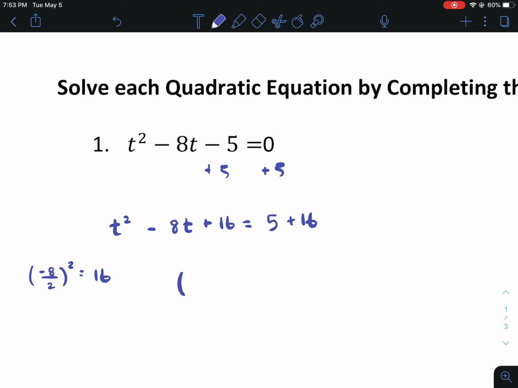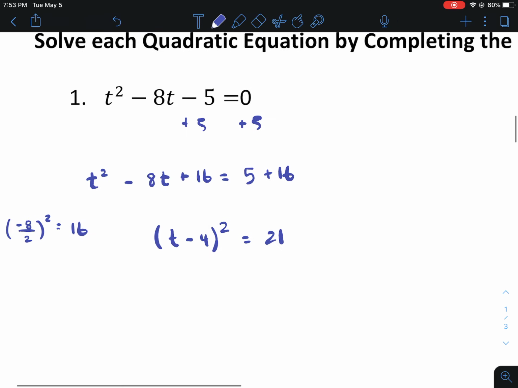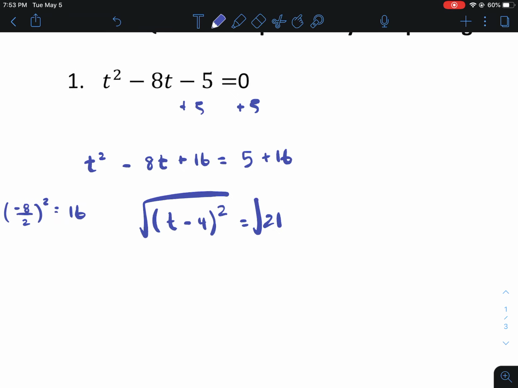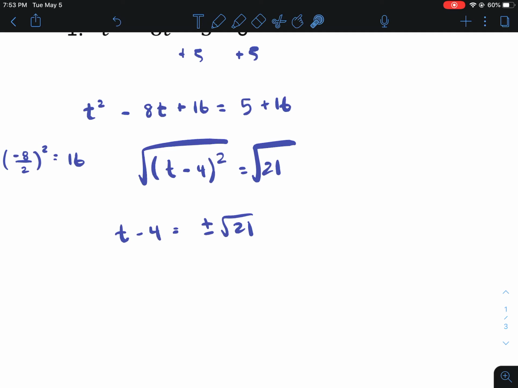This is now a perfect square. t minus 4 squared equals 21. So I'm going to take the square root. t minus 4 equals plus or minus the square root of 21. Okay, now if I could, I would, but there are no perfect squares we could pull out, so this is actually just fine. So our last step is to add 4 to both sides. So we get t equals 4 plus or minus the square root of 21.